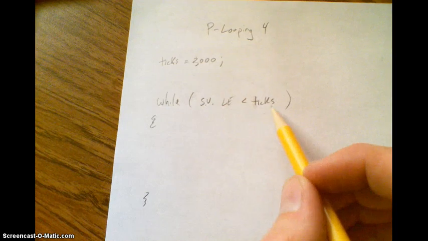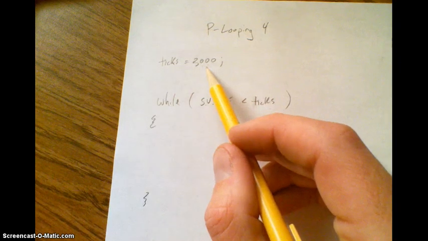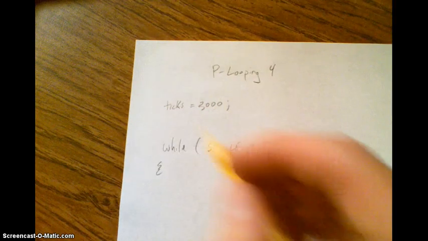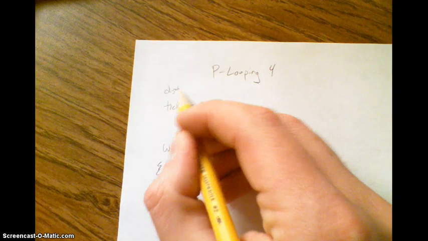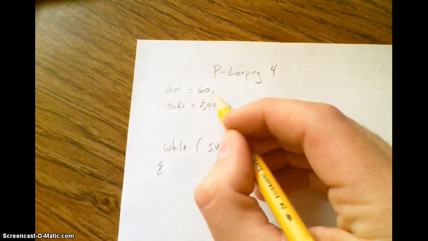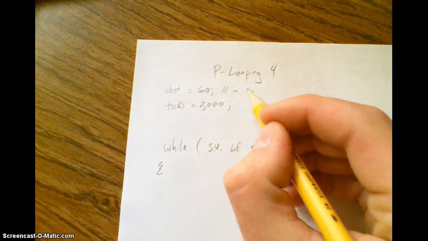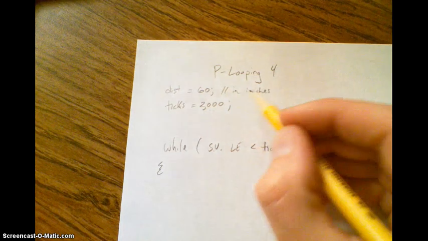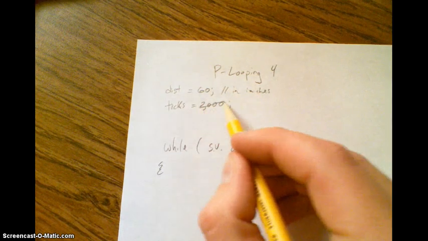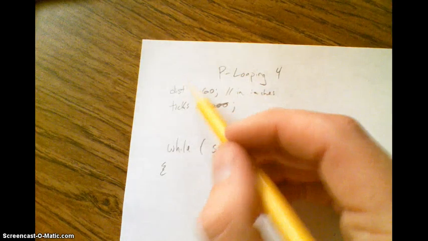What we want to do is make this ticks variable, instead of a number, be based on a distance in inches. So we're going to have another variable called dist, and let's say we want to go 5 feet. So this would be in inches, and we need to come up with an equation to convert inches to actual ticks. So it's no longer going to be 3,000, but some equation that relates these two together.